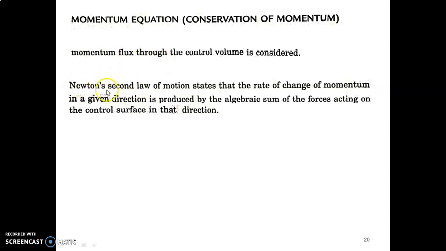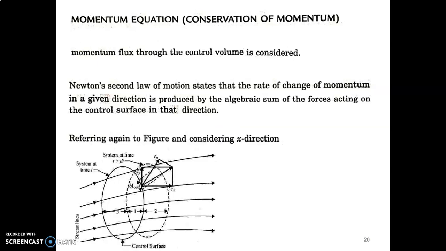Now, as per Newton's second law of motion, the rate of change of momentum in a given direction is produced by the algebraic sum of the forces acting on the control surface in that direction. We already know this law, Newton's second law. It deals with force and momentum. So as per this statement, we can consider the same diagram, and considering this statement of Newton's second law, we can write an expression like this.